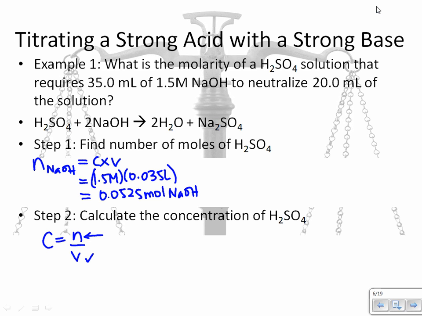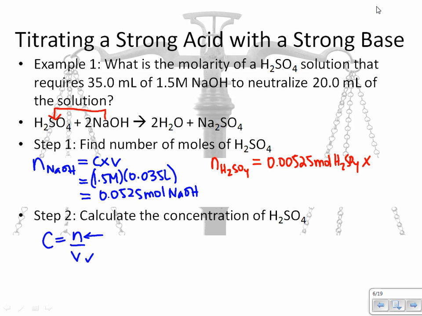Then you can take that and use your stoichiometry to find your moles of H₂SO4. So you're going to convert from moles of NaOH over to moles of H₂SO4. Here's a quick review on stoichiometry.